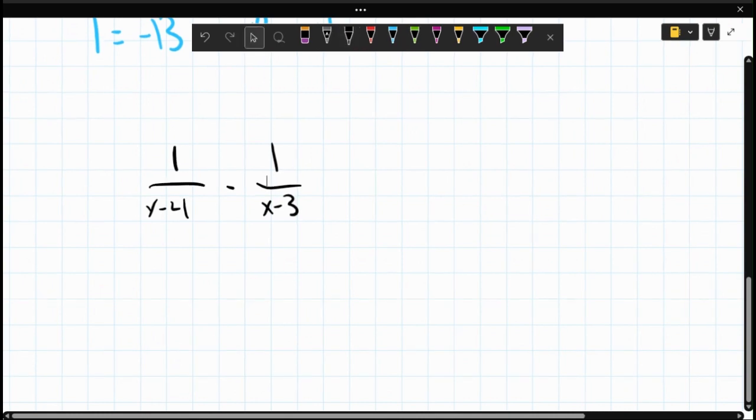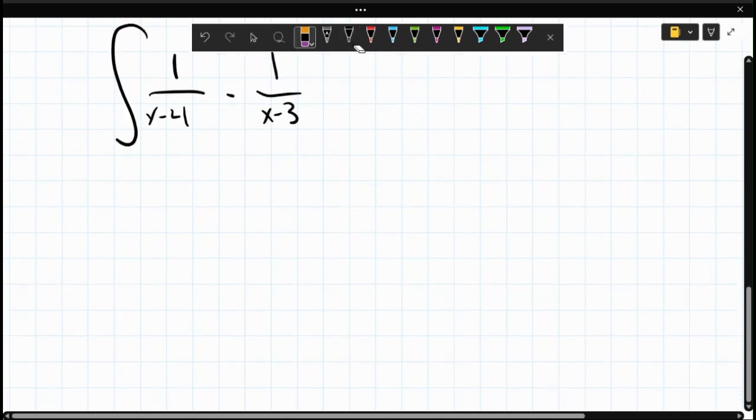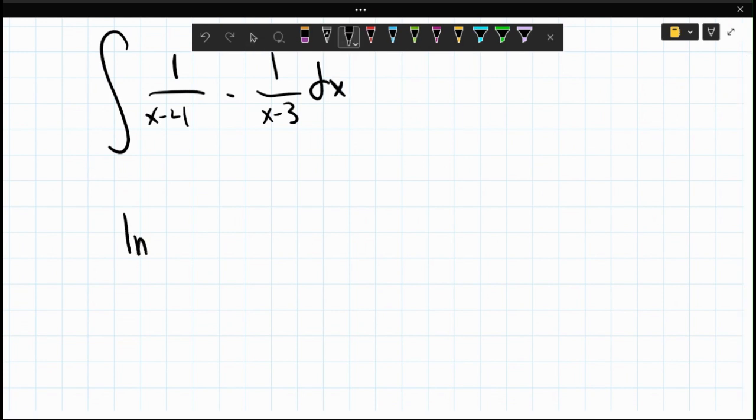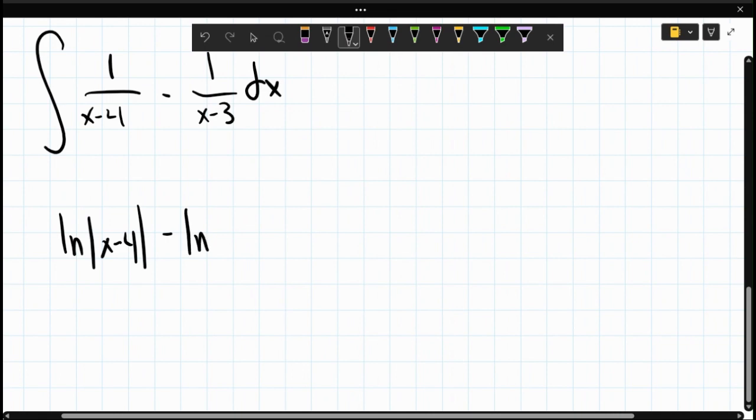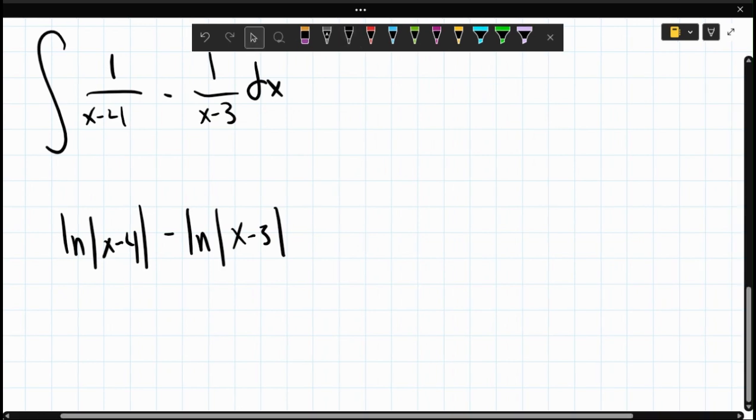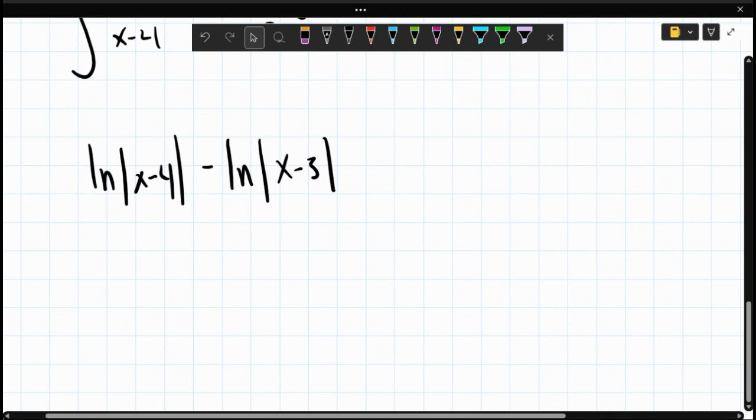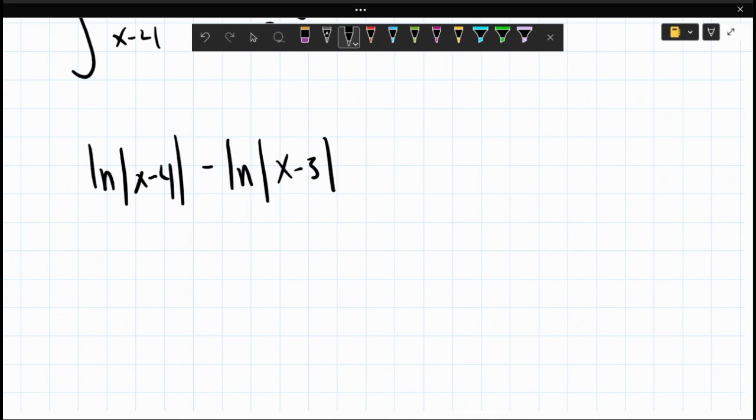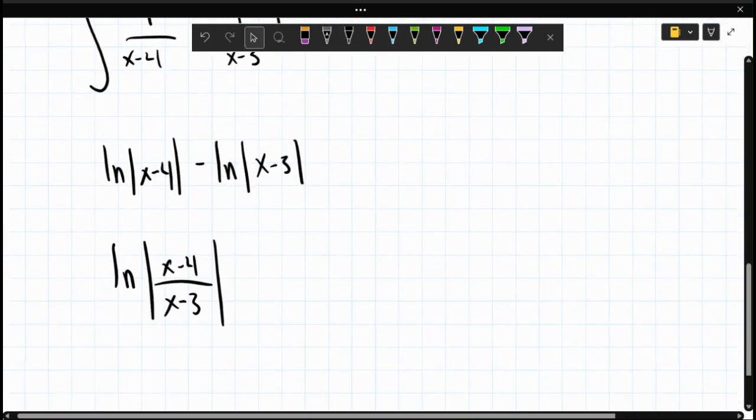You can now say, all right, I have to integrate these. And this is looking like, all right, ln of x minus 4 minus ln of x minus 3. And I mean, you could simplify that further by subtracting, you get ln of x minus 4 over x minus 3. That would be your completed answer.